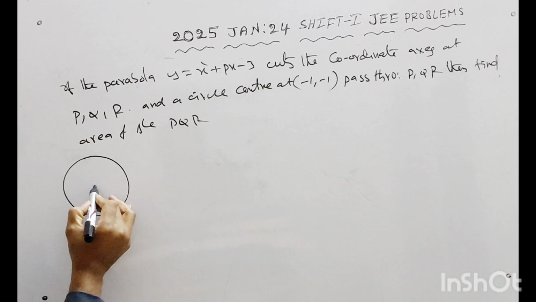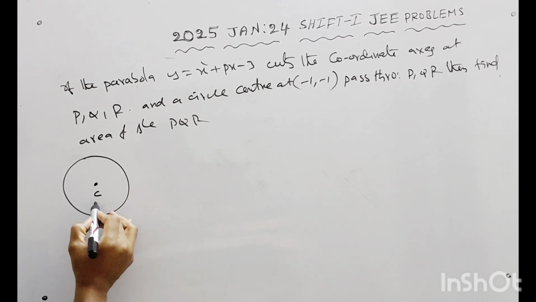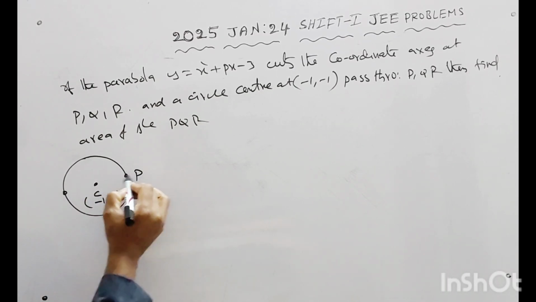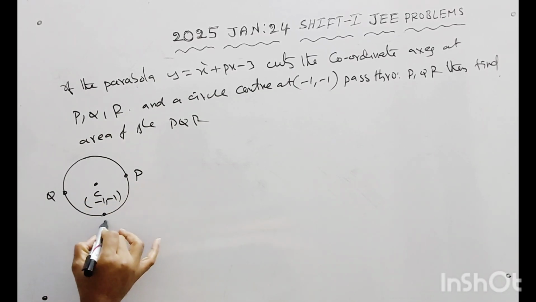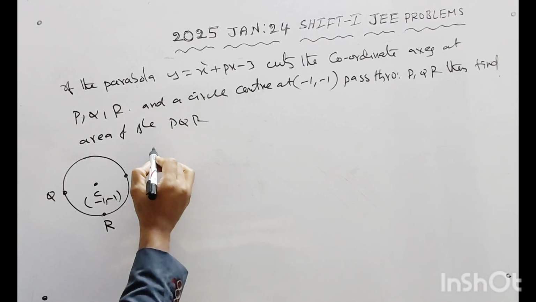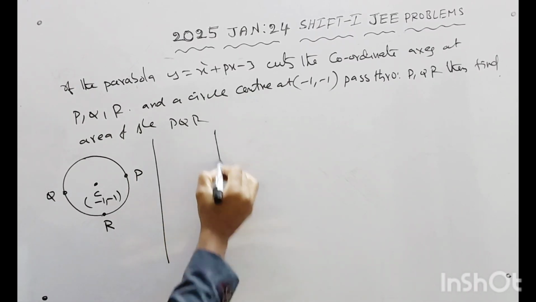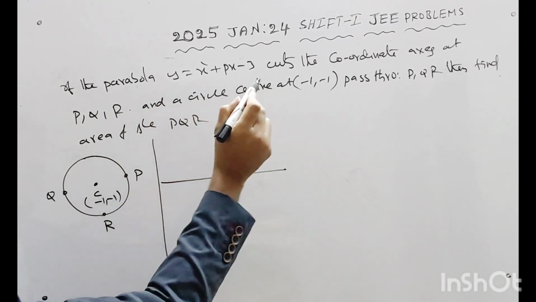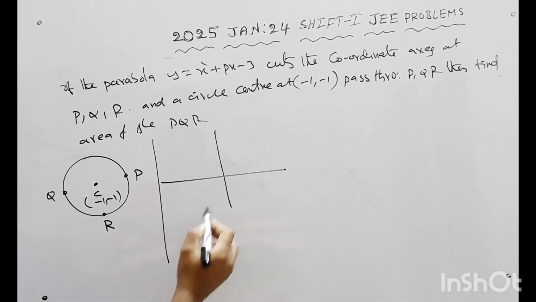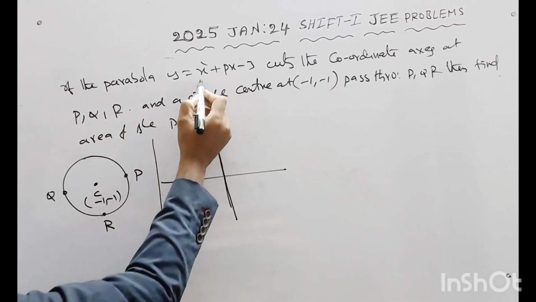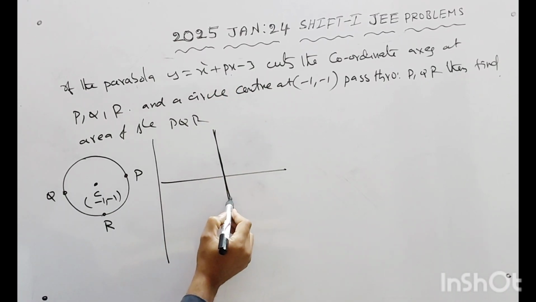First of all, the circle is given and the center is -1 comma -1. These 3 points P, Q, R lie on the circle. First, draw the coordinate axes, x-axis and y-axis. This parabola cuts the coordinate axes. When the parabola cuts the y-axis, the x value is 0, so 0 comma, and that is -3.